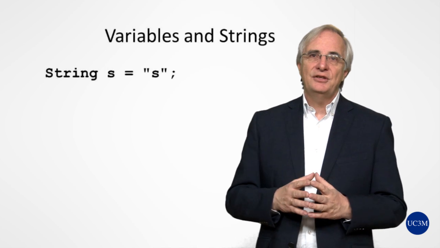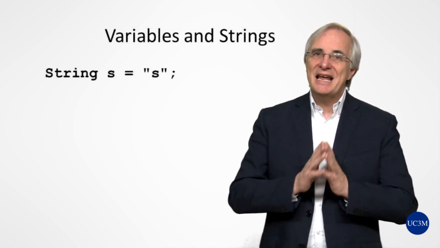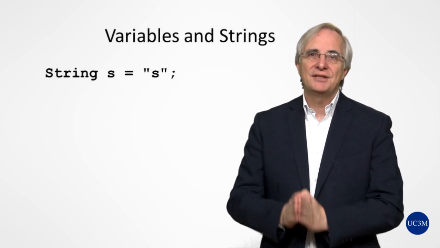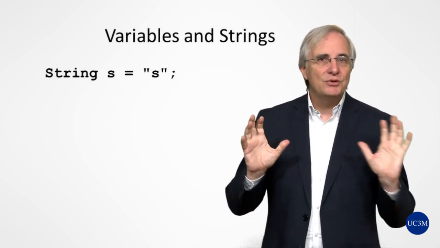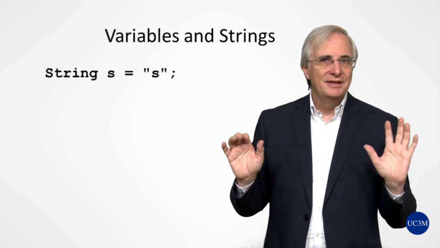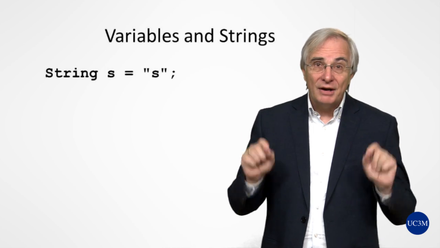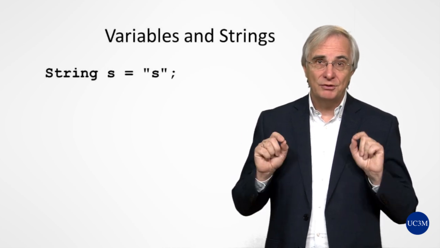Now, this is the declaration of a variable for strings, named s, to which we assign a string consisting of just the symbol s. So don't confuse the two things, the name of a variable with a string. This is why we use the double quotes. Double quotes are very important.